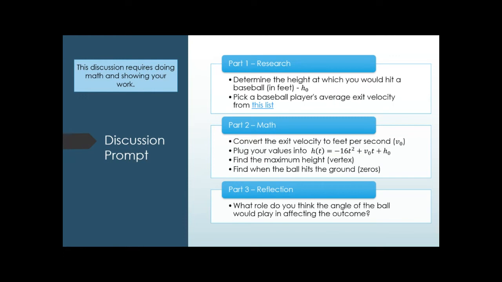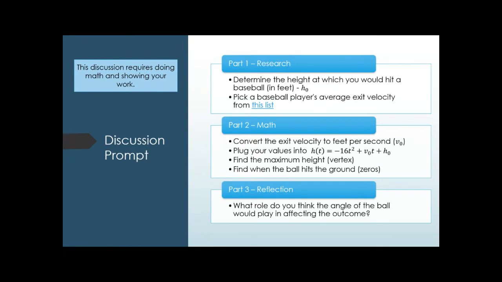So that's where the research comes in. You need to determine the height at which you would hit a baseball, and we're calling that h naught, our initial height. We're doing this in feet. If you're hitting a baseball, you have to figure out how high off the ground you're hitting the baseball. So that is a guess. There's no right answer here.